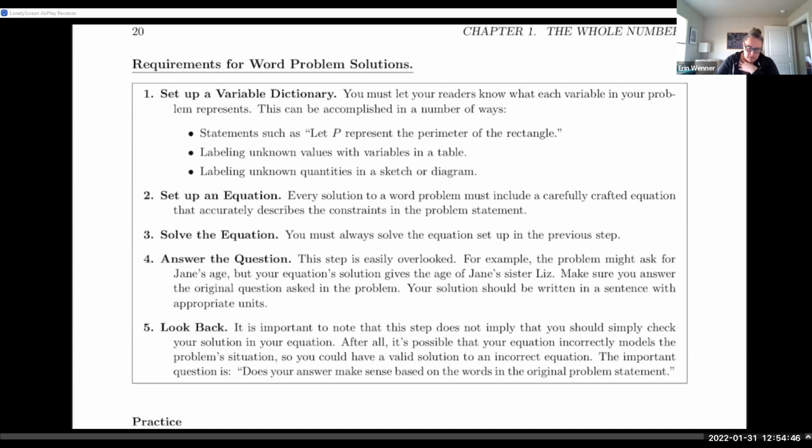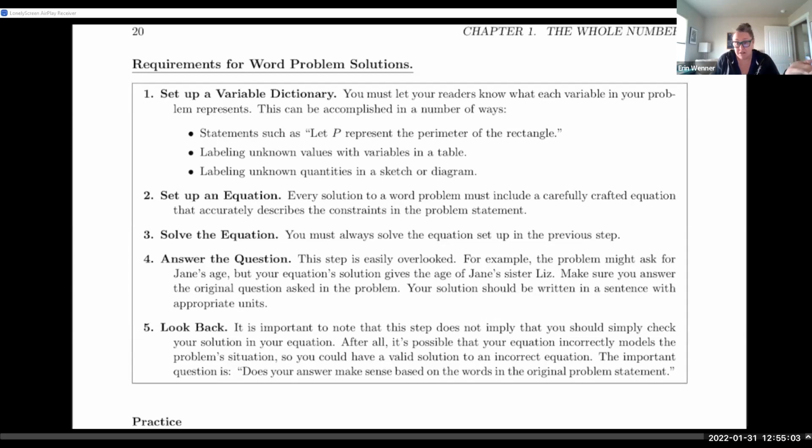So set up an equation. Every solution to a word problem must include a carefully crafted equation that accurately describes the constraints in the problem statement. All constraints mean is it has to fit the situation, okay? And I'll talk about that more when we actually get into an example.